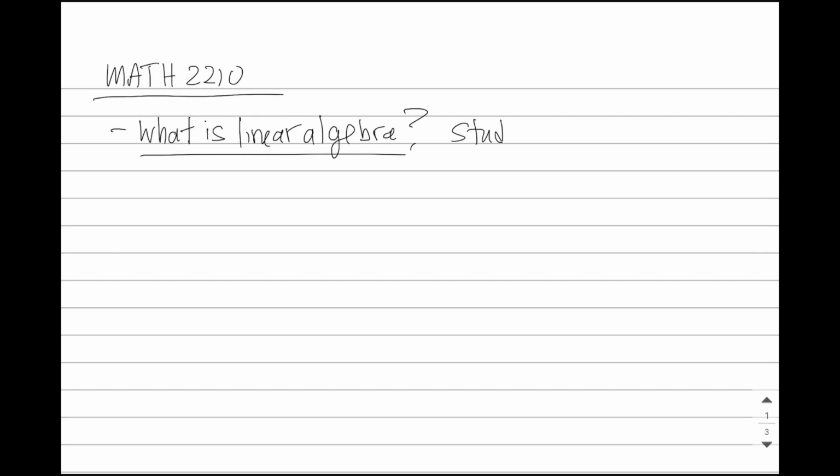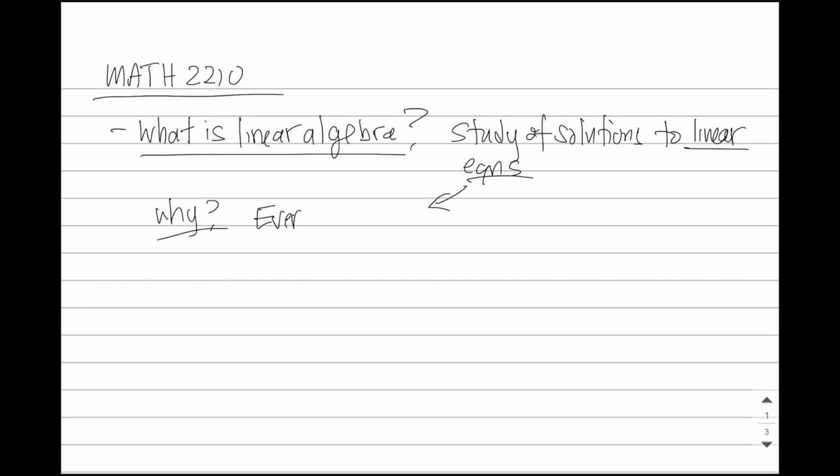What is linear algebra? It's the study of solutions to linear equations. Why do we care about linear equations? Linear equations are everywhere in science, in math, in engineering, computer studies. You can do very simple things like F equals ma or V equals IR. These are all linear equations.